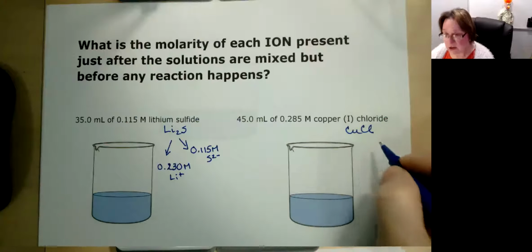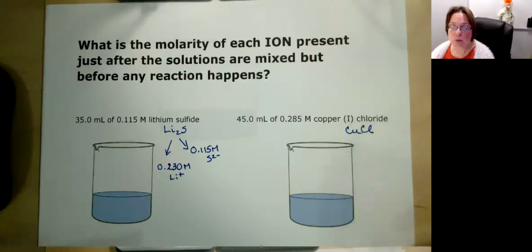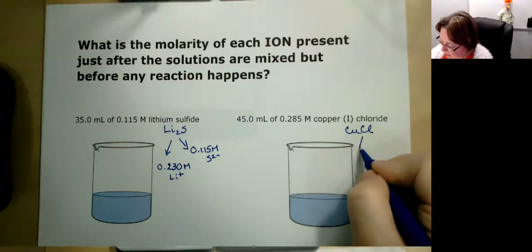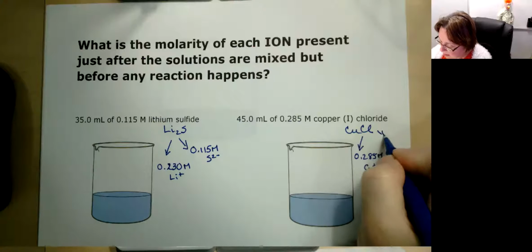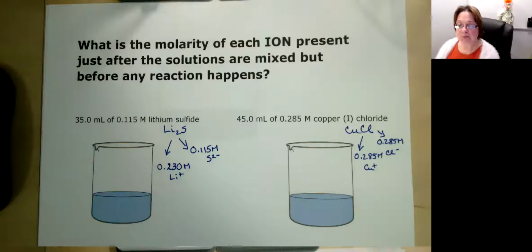And we'll do the same thinking over here for the copper 1 chloride. Both of these are 1s. We're going to get 1 of each ion for the units of copper 1 chloride we started with. So the copper will be 0.285 molar copper 1, and the chlorine will be 0.285 molar chloride ion.